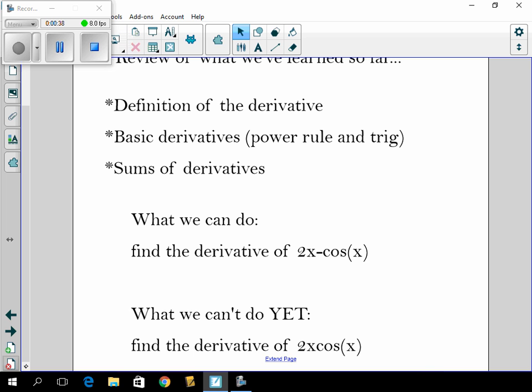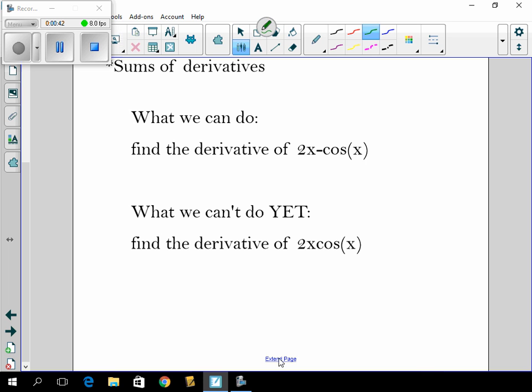So today we're going to be talking about what we need to do if we have two functions such as 2x and cosine x being multiplied together or divided by each other.